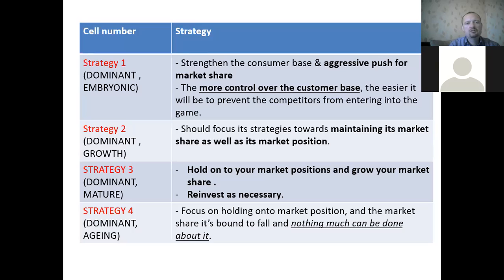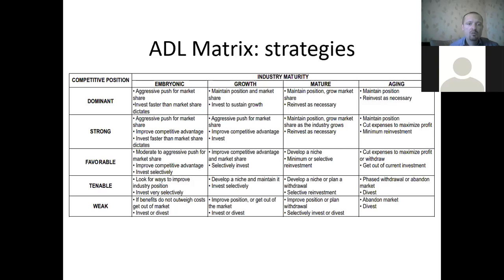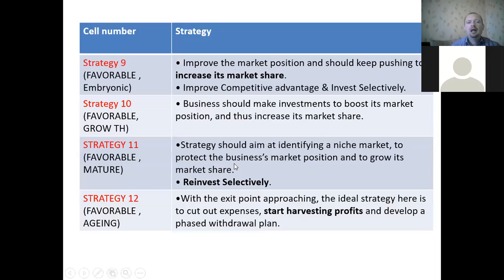Here are the general descriptions of every box, but I wouldn't comment on every strategy because it will take a lot of time. You can read the strategy for every box by yourself, but what you have to keep in mind is, first of all, this matrix provides a strategy for every box. Then it is possible to change competitive position.